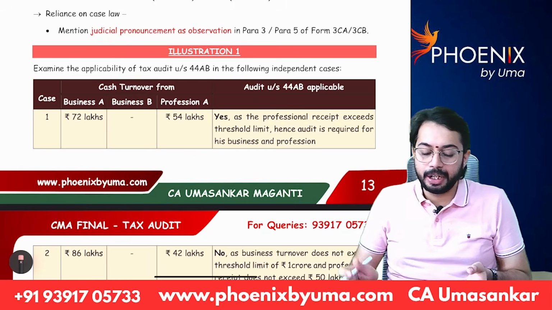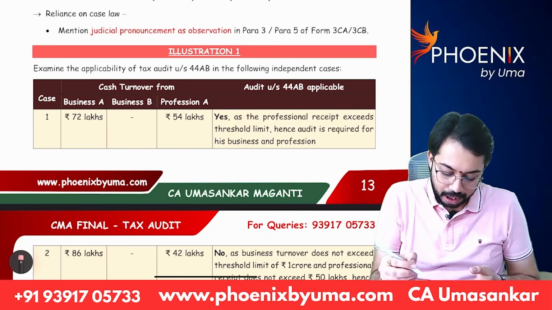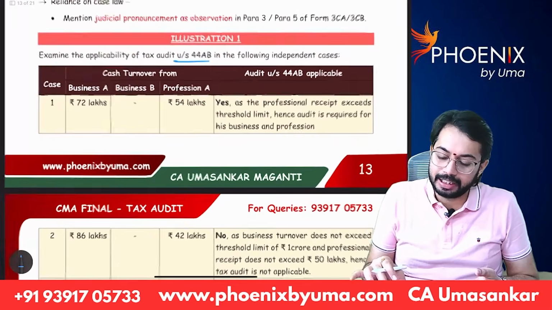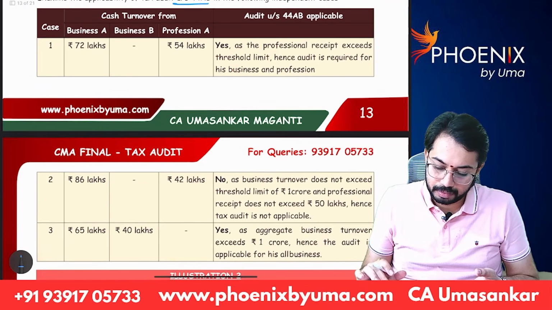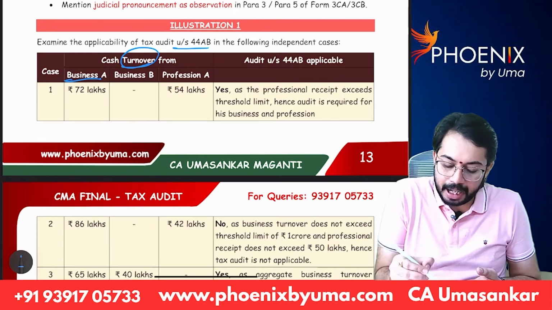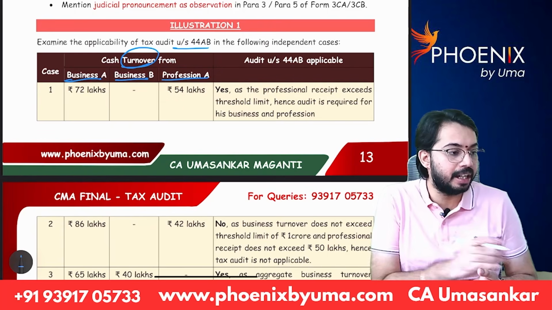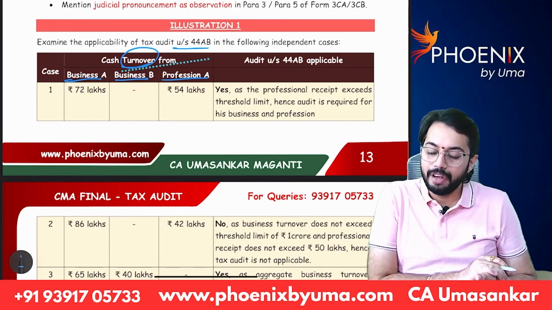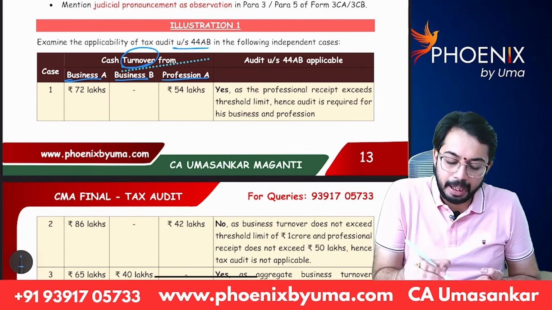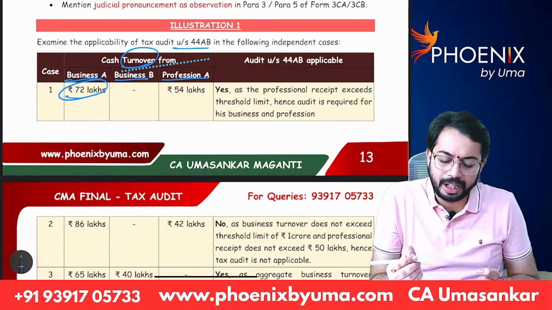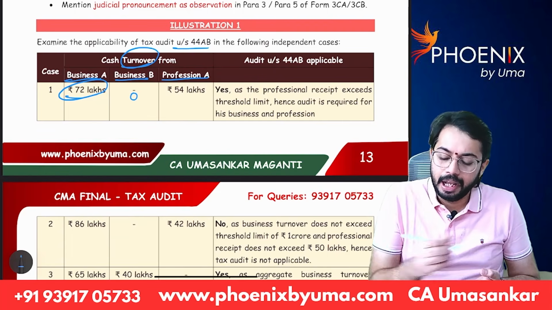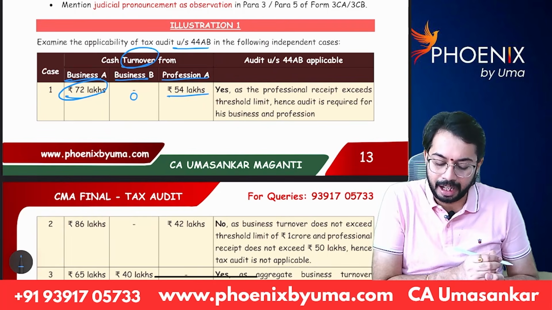Examine applicability of tax audit under section 44AB in the following cases. So you can see turnover is given: business A, business B and profession A. We have to tell whether tax audit is applicable or not. In business A, turnover is 72 lakhs. In business B, turnover is 0. In profession, 54 lakhs.